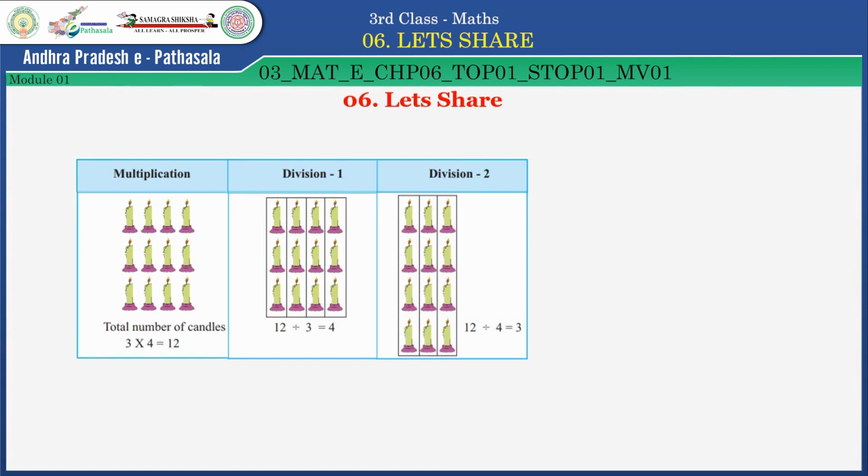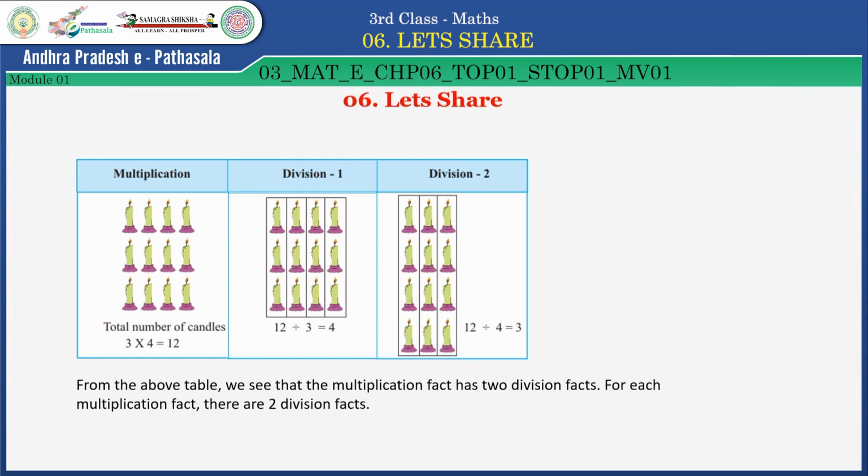And division 2 is, again there are a total of 12 candles and 4 candles in each row. Then the total number of rows is 12 divided by 4, which is equal to 3. From the above table, we see that the multiplication fact has 2 division facts. For each multiplication, there are 2 division facts.